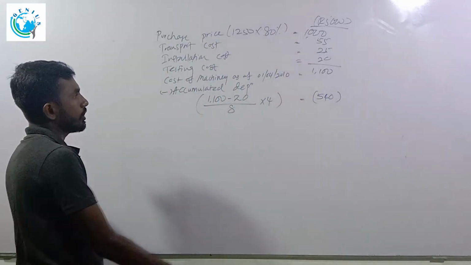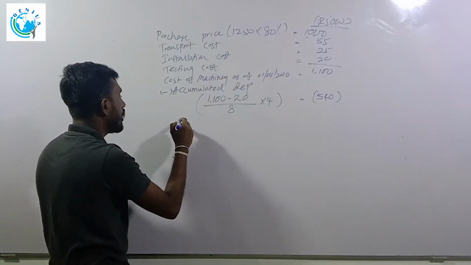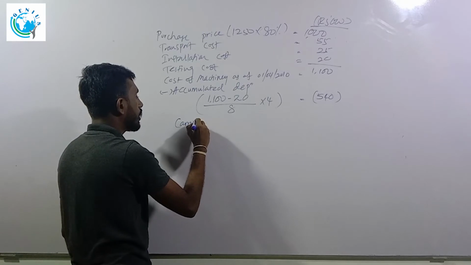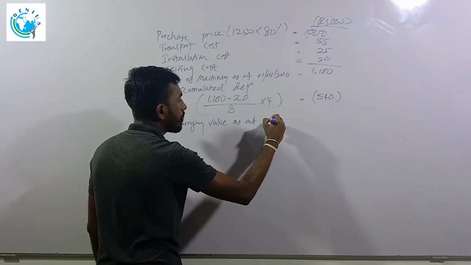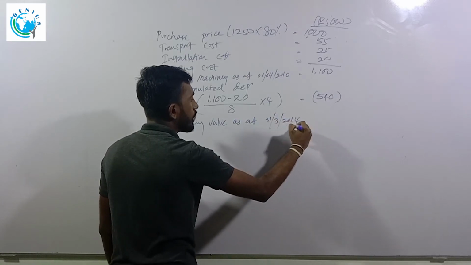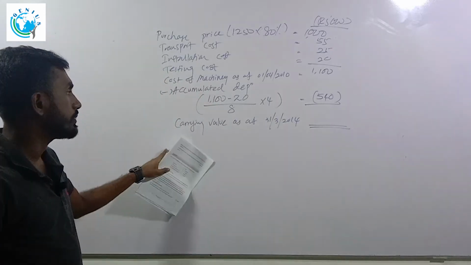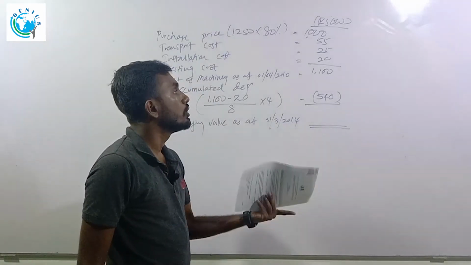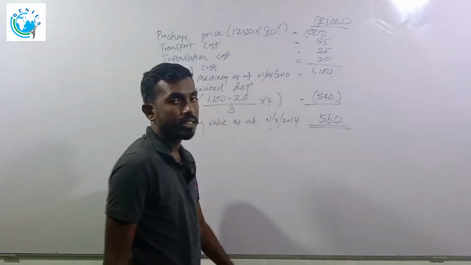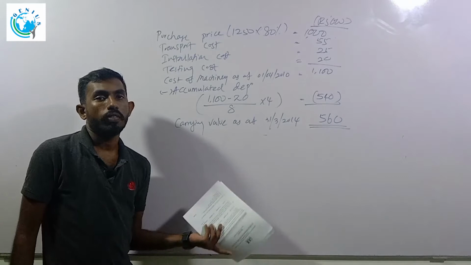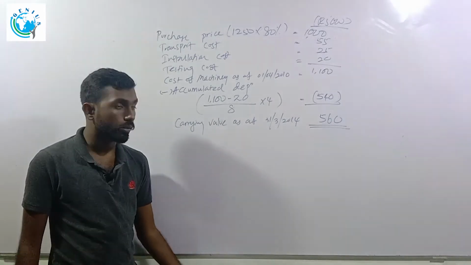Now you have the cost and the accumulated depreciation for the 4 years. Then you can find the carrying value as at 31st March 2014. So the carrying value is 560. That's the exam requirement, to calculate the carrying value as at 31st March 2014.